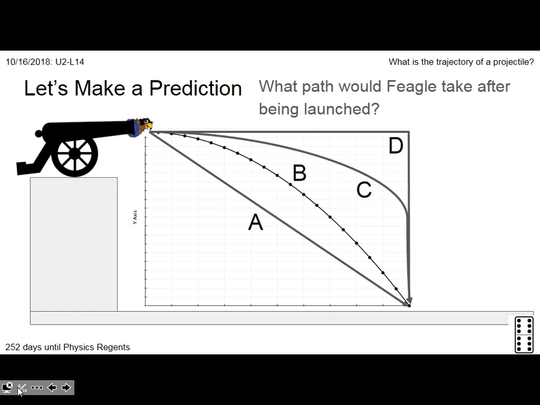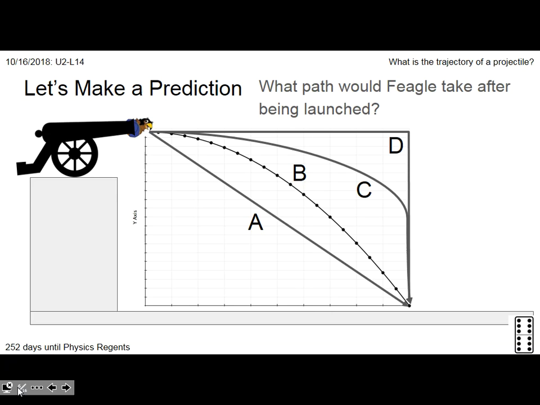So here are a bunch of different options for what the path might look like, right? I'm going to give you 1 minute. I just want your table to come to a consensus on which path you think Fiegel will take, and then we'll put some check marks by it, okay? Then you'll write down what your prediction is in your notes. So you got 1 minute, decide your path, and then draw the path you think in your notes.